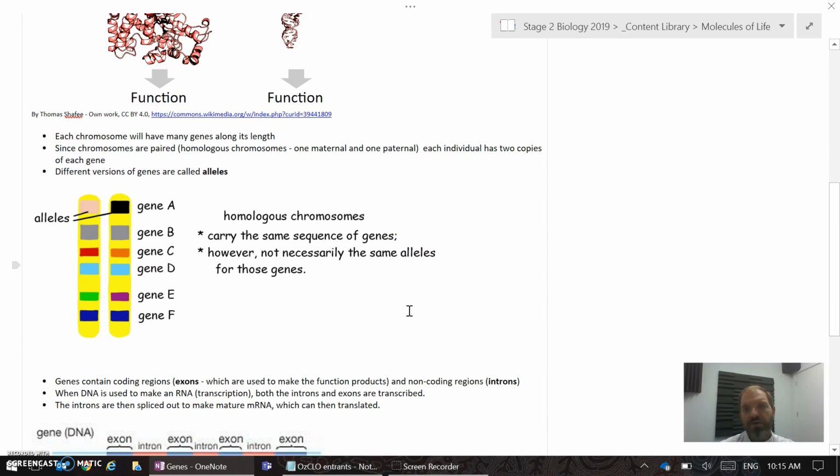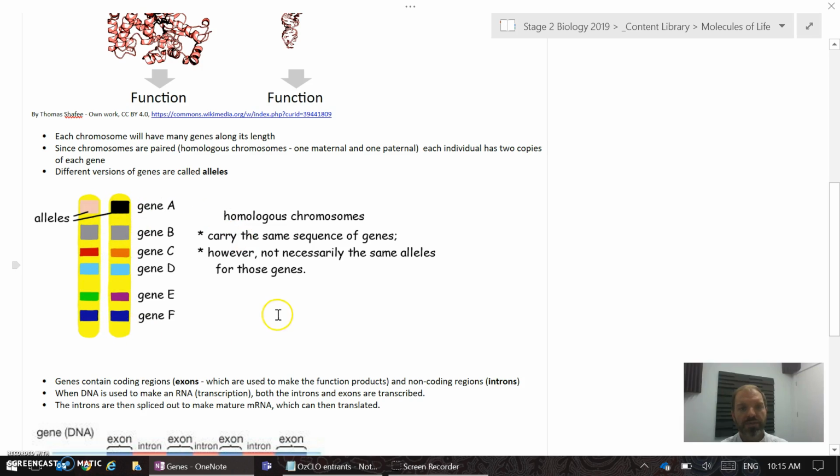So each chromosome will have many genes along its length. And as we know, chromosomes in humans, for example, come in pairs of homologous chromosomes. Now, one comes from the mother, one comes from the father, and we call those maternal and paternal. So each of us will have 2 copies of those chromosomes, and because those homologous chromosomes have the same genes across the same locations, we'll have 2 copies of each gene. And so that's shown here in this diagram.